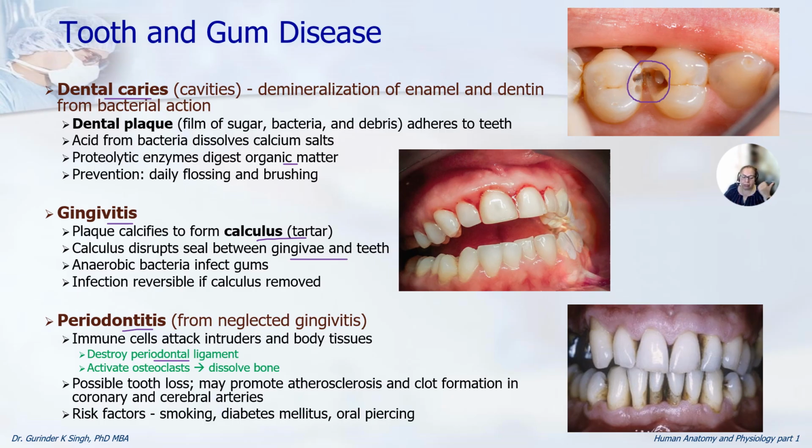One of the very important risk factors for any tooth and gum disease is smoking, diabetes mellitus, and also oral piercing. That can enhance the chance of more bacteria going into your mouth cavity. Diabetes mellitus is a risk because you have a lot of sugar already in your blood, which enhances infections or bacteria.